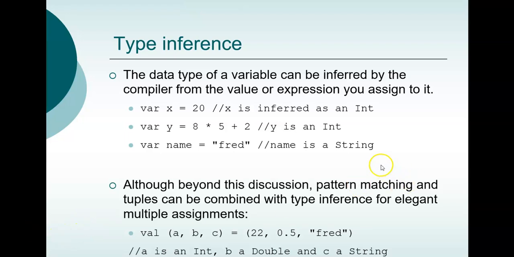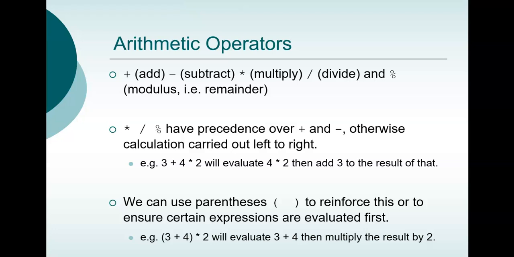Now, let's look at what they call arithmetic operators. In programming, we have these basic arithmetic operators. We have the plus sign for addition. We have the minus for subtraction. We have the star for multiplication. We have the forward slash for division. And we have the percentage sign for modulus.